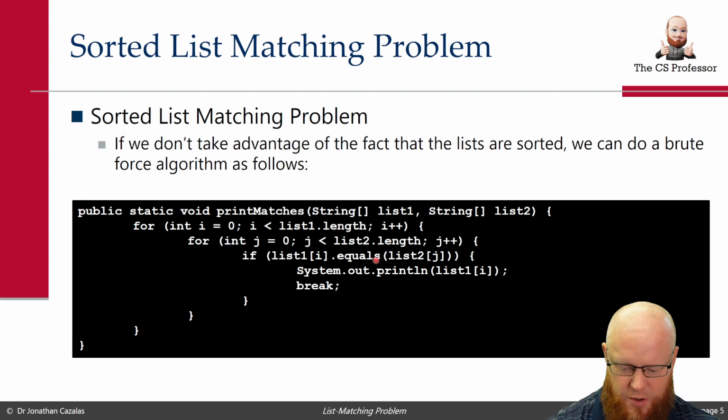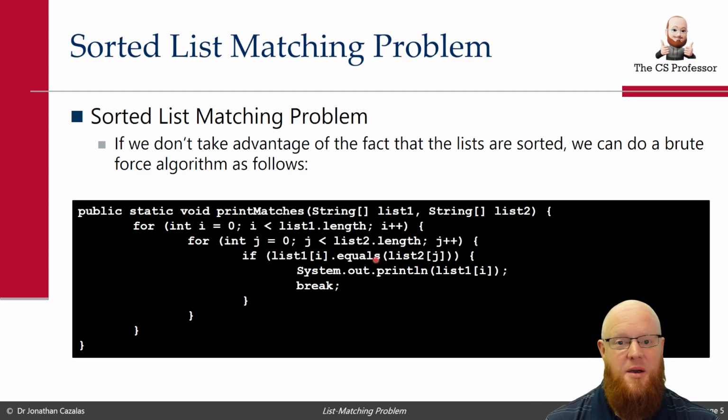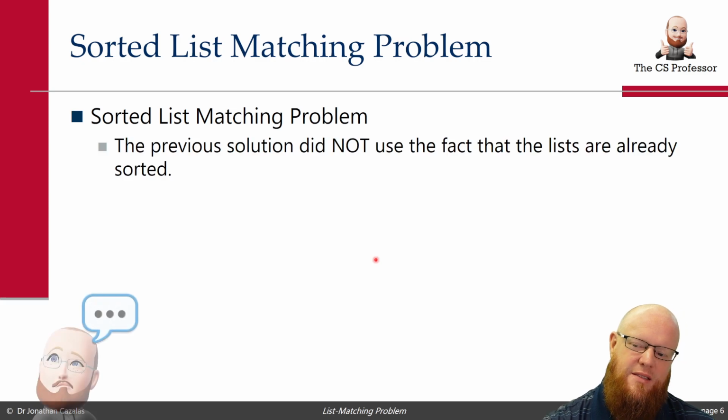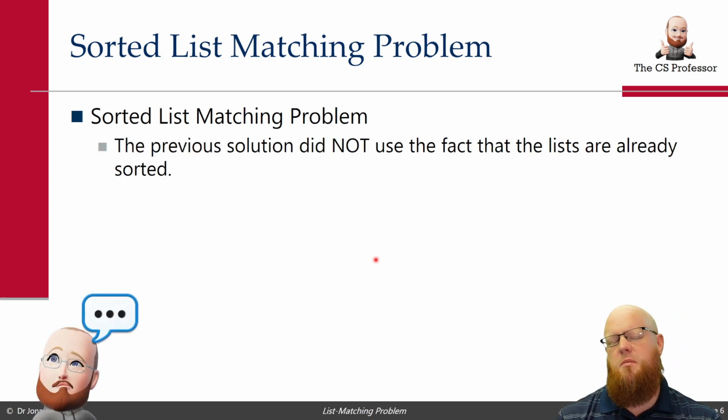Pretty straightforward. But this algorithm does not take advantage of the fact that we said the lists are sorted. So how can we take advantage of that fact? How can we remember, the lists are sorted, how could that help us?